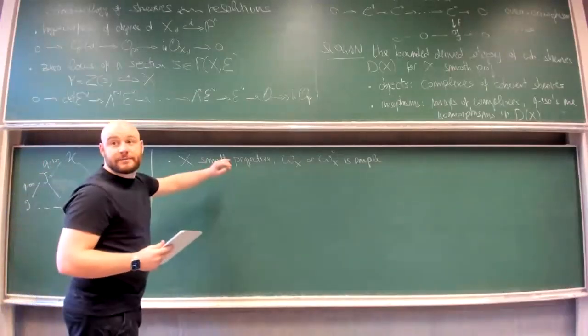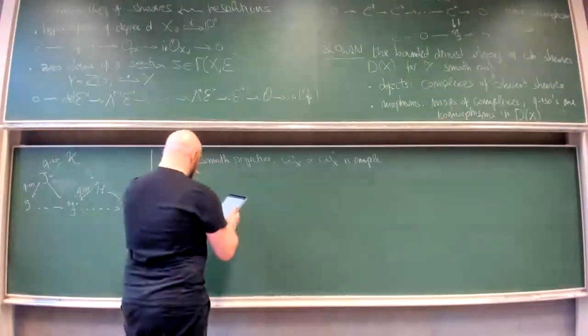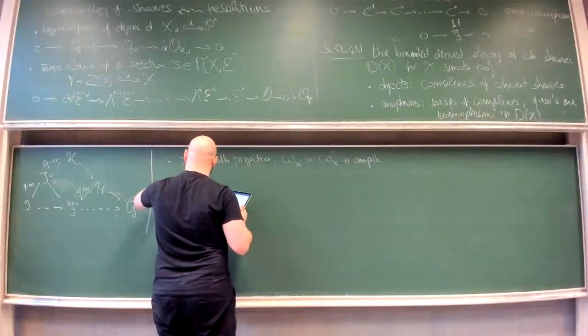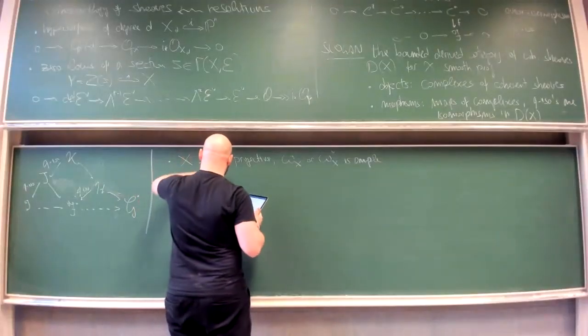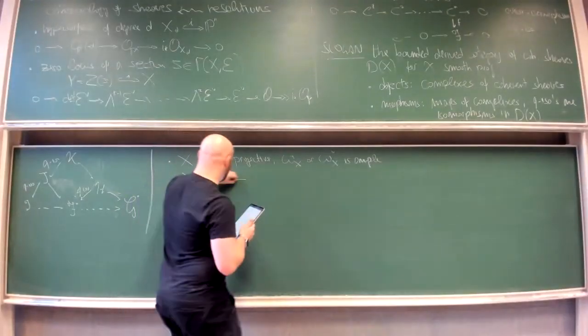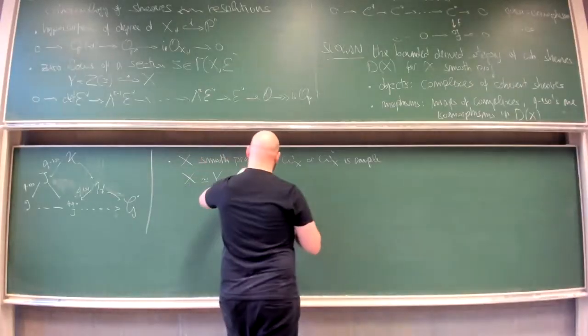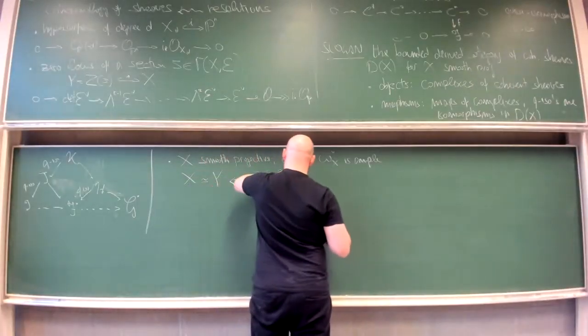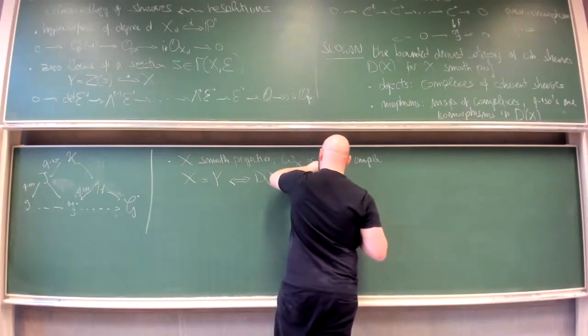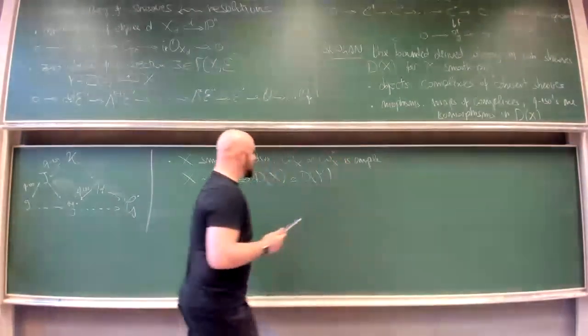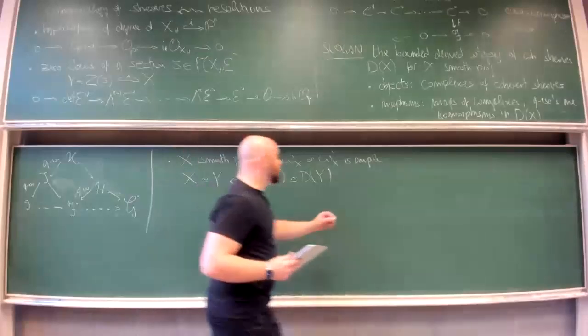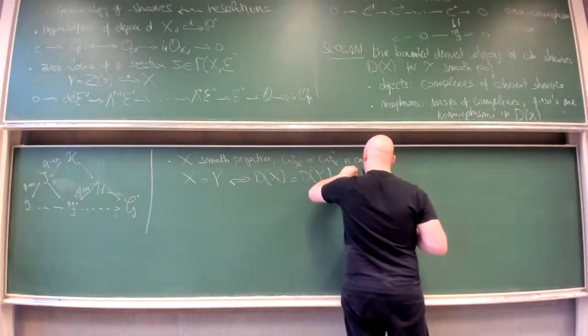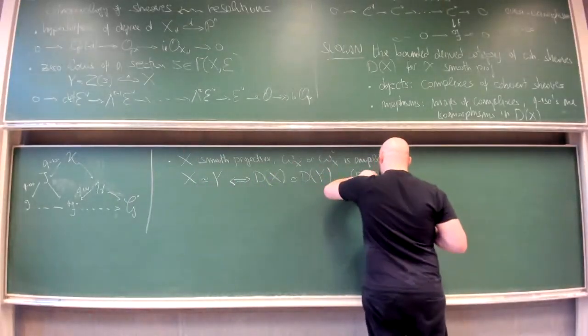Then you have a very deep theorem which says that X is isomorphic to a second variety Y if and only if the derived category of X is equivalent to the derived category of Y. So you have an equivalence of categories like this. And this is called the reconstruction theorem by Bondal and Orlov.